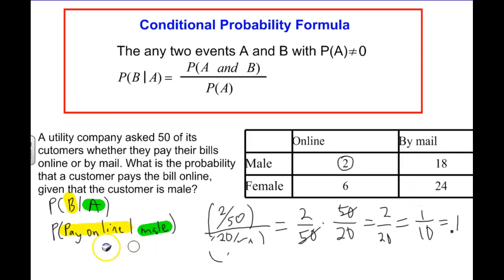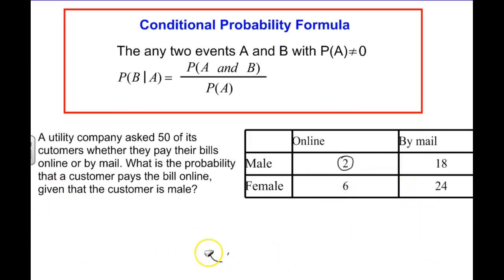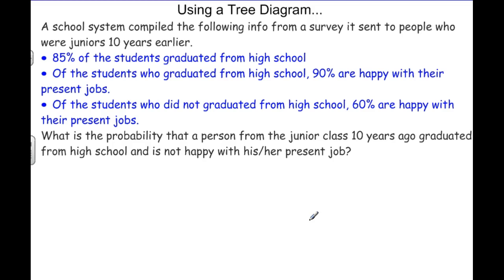Now, if you wanted to do it more informally, like we've been doing it a minute ago, let's just figure out what the given information is. Given that customer is male, so the given information is male, I'm only looking at those folks. The fast way of doing this, well, what's the total number of males? That would be 20. And I want to pay the bill online, so that would be 2 out of 20, which is 1 out of 10. It's faster doing it the other way, just kind of thinking, okay, what's the given information? That's the pool of people I'm choosing from, and what's the probability of picking that certain type of category.